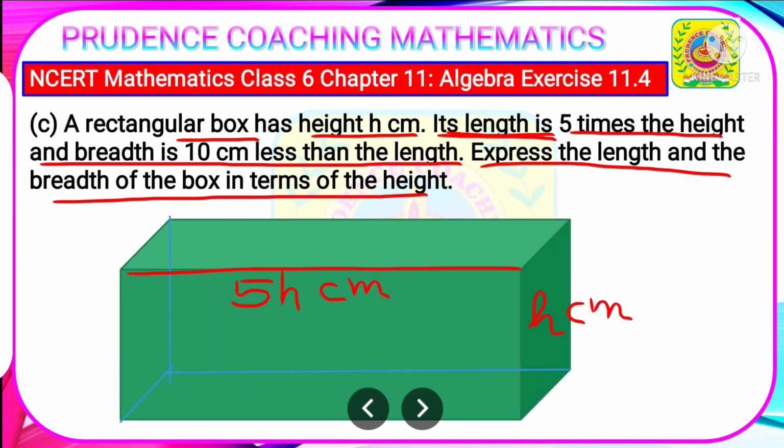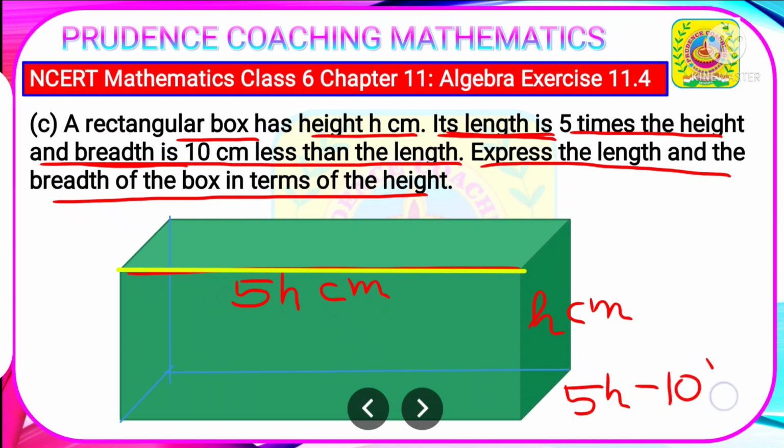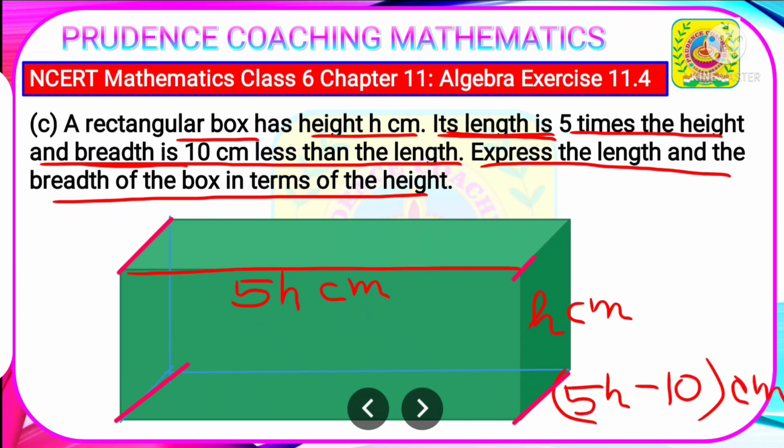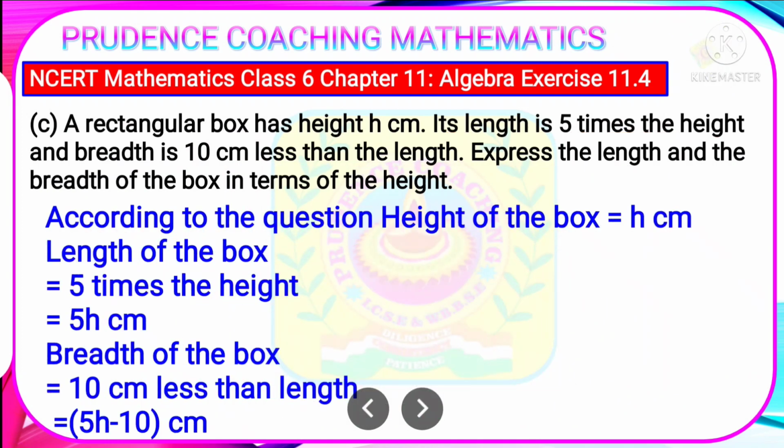And it is given that the breadth is 10 centimeter less than the length. So, we have already calculated the length, that is 5h, and it is said in the question that the breadth is 10 centimeter less than the length. So, length is this one minus 10 centimeter. So, you will get 5h minus 10 centimeter. This is our breadth. Now, let's see how we are going to write this answer in the exam.